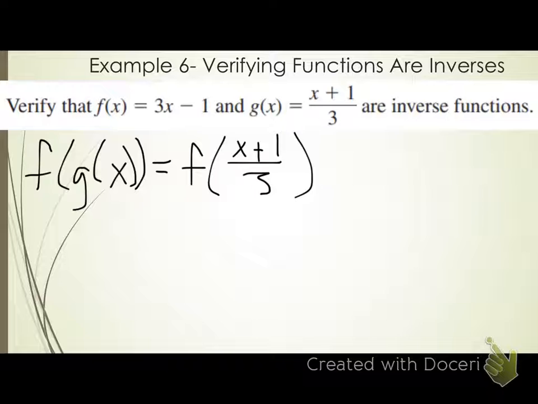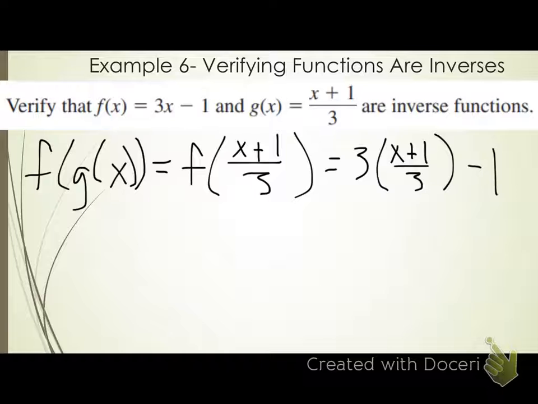So in my f function, what am I replacing x with? X plus 1 over 3. So I get 3 times x plus 1 over 3 minus 1. I just took the x out, replaced it with x plus 1 over 3. Any questions there?